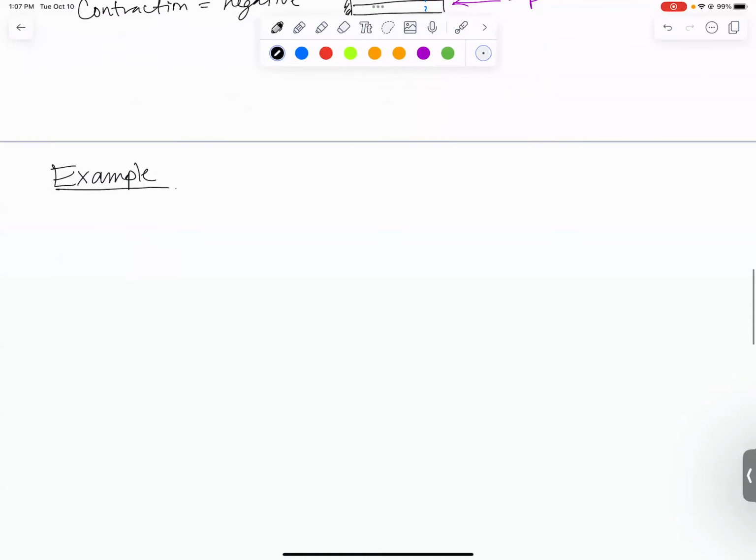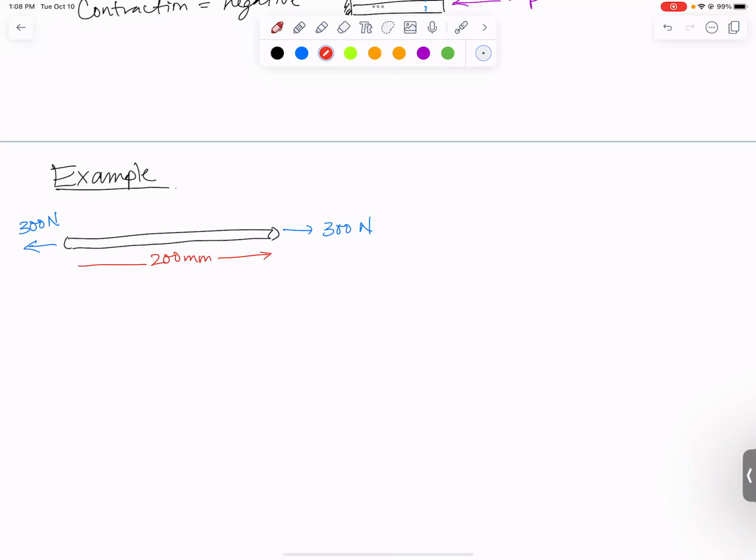Start simple and get more complex. First example is a thin wire. That's kind of a thick wire. It has got a 300 Newton force applied to each end. The length is 200 millimeters. And we are told that the diameter is 15 millimeters.